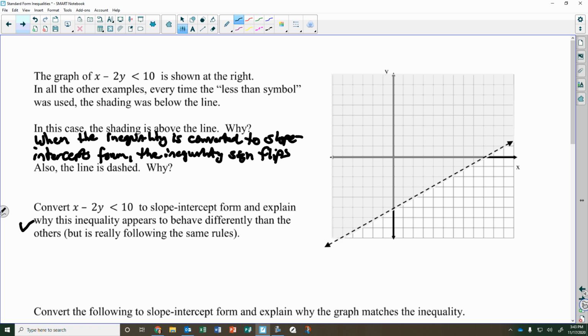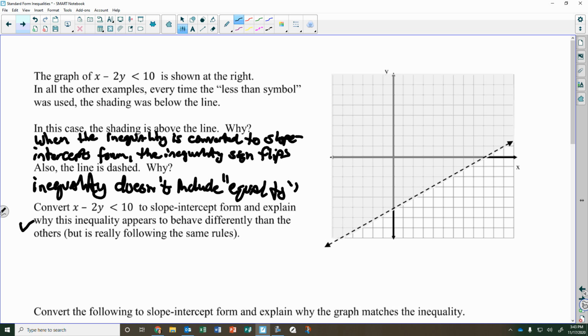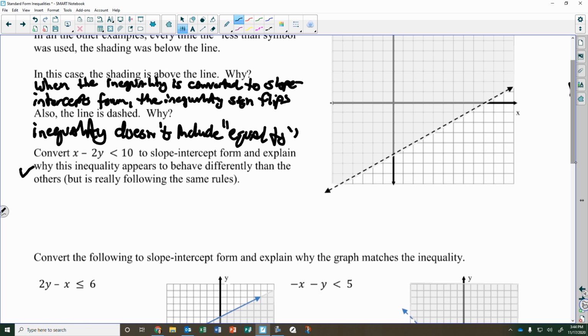So the line is dashed because the inequality doesn't include equal to. So that's just a less than. So that's why it's a dashed line. So if we go to convert this, watch what happens when we convert this.